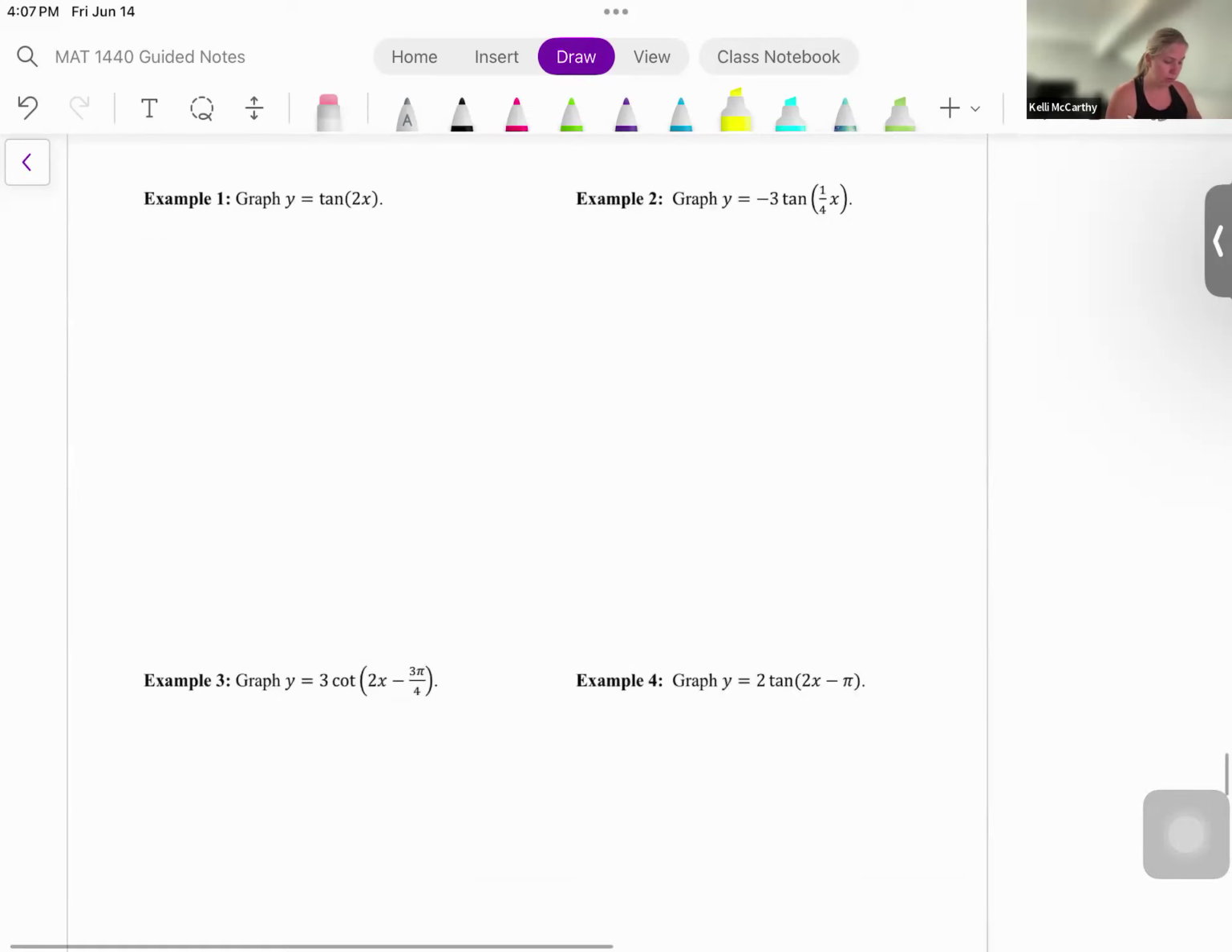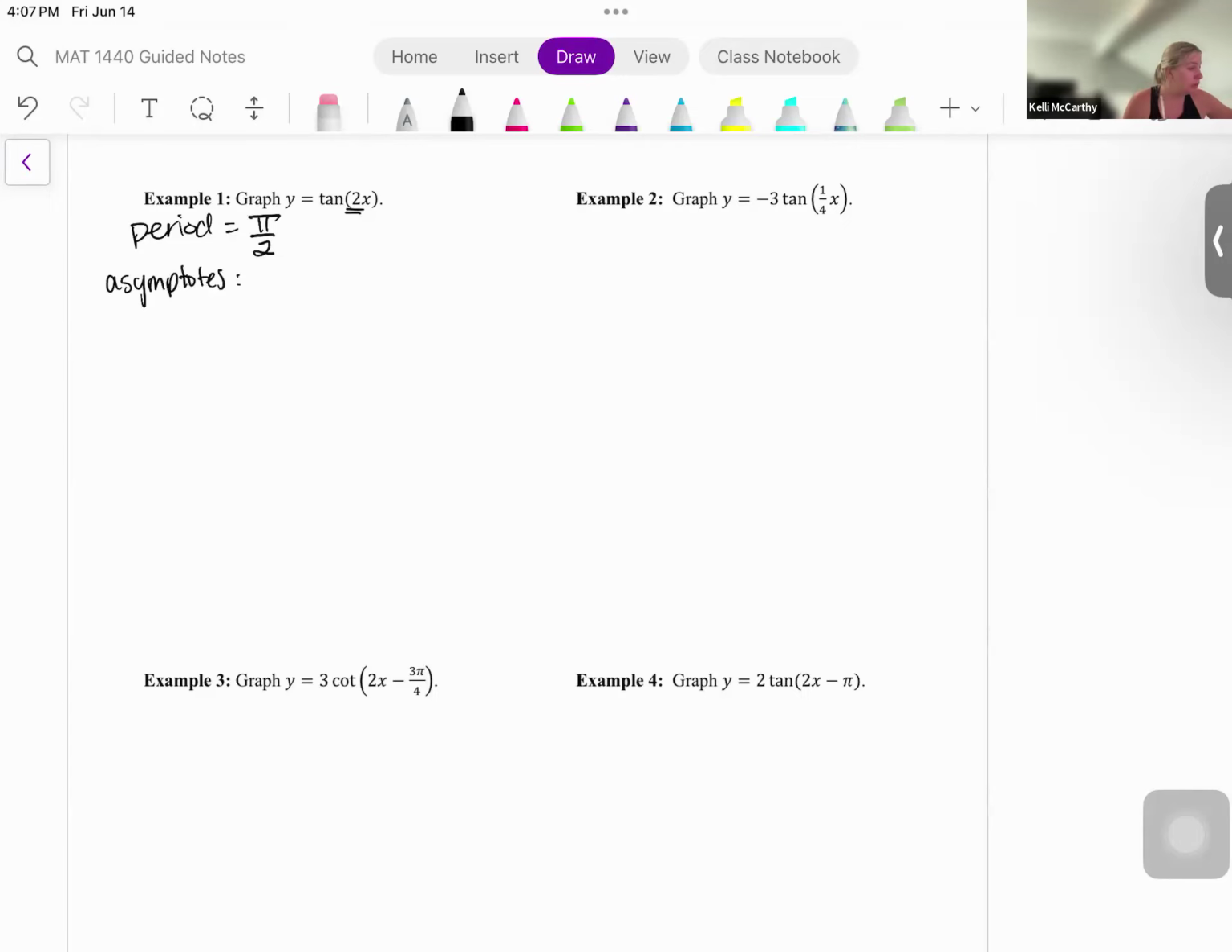All right, so graphing y equals tangent of 2x. That 2 is going to represent our value of b, so we want to use that to find our period. And to find the period, it's going to be pi divided by b, in this case 2. We don't need to simplify this.